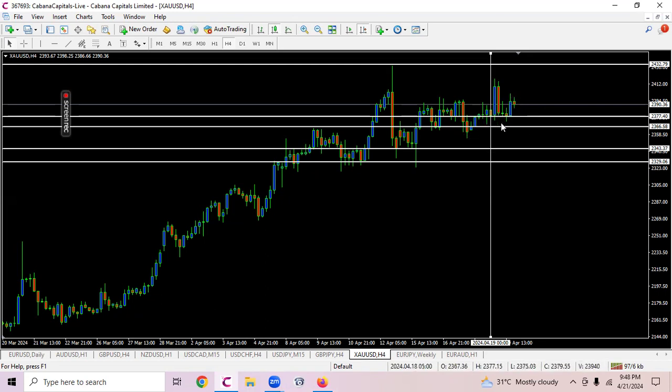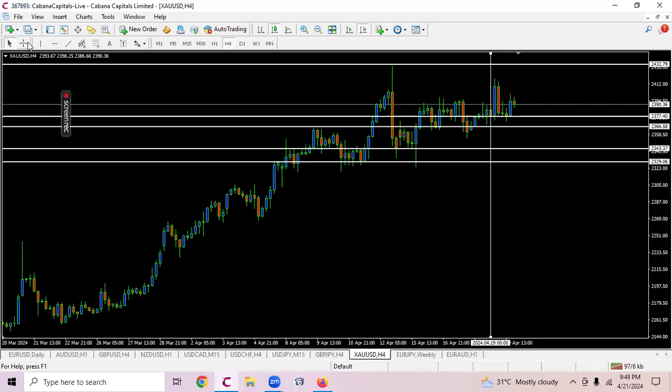But if this support is broken, remember when we were on the daily, I mentioned a support, but this support has been created on the 4 hour. So you might want to consider selling if a candle closes below this support. You don't have to wait for it to get to the daily. If you are selling below this support, then your first TP will be the daily support. But right now the bulls are still in control. You can't sell with this pattern on the 4-hour time frame.